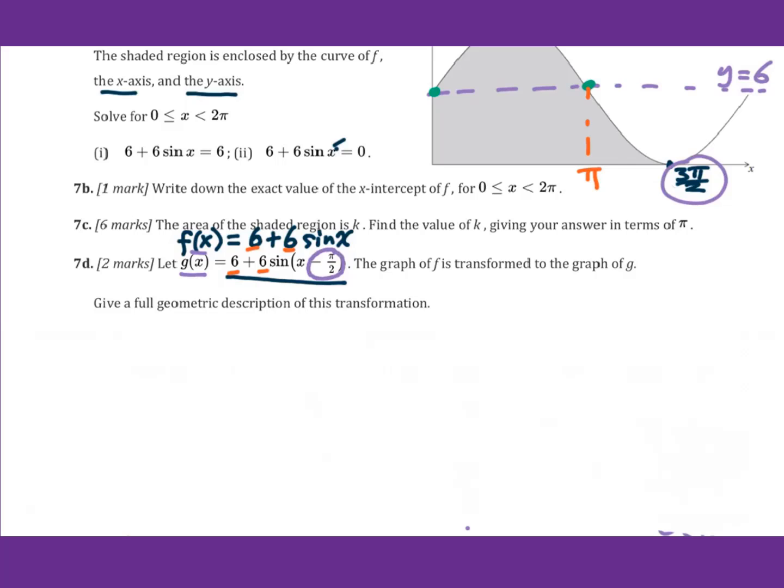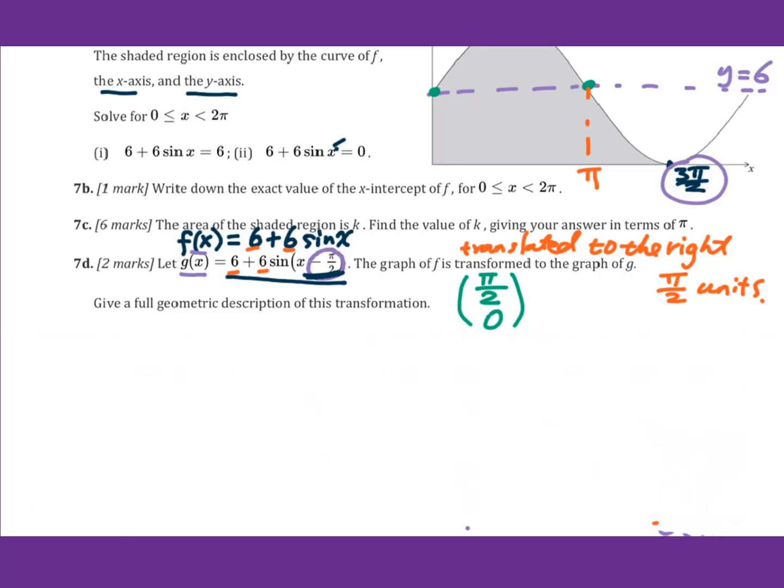Therefore, the transformation will be f is translated to the right pi over 2 units. We can write down the vector (pi over 2, 0). Remember, when you do the transformation, inside is a liar. Therefore, minus pi over 2, you have to move to the right.